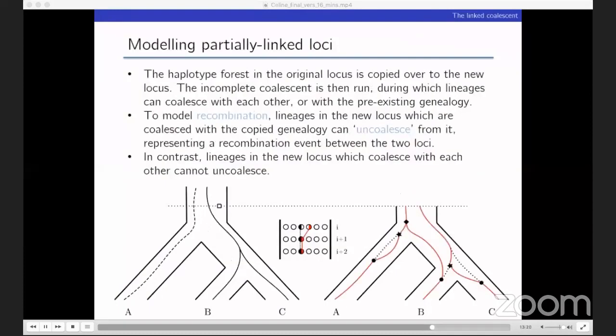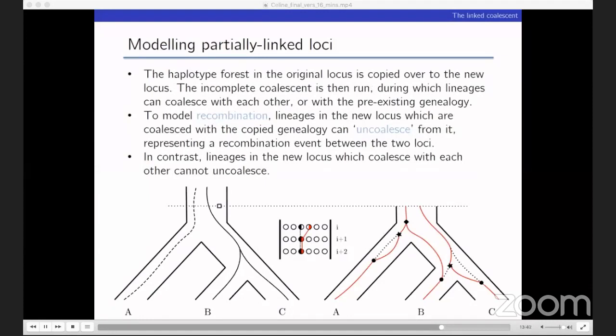So let's discuss the last process, the linked coalescent, which is useful when a duplication produces a new locus which is physically close to the originating locus on the chromosome, in which case the evolution of the 2 loci may be dependent. So in the linked coalescent, we start by copying over to the new locus the haplotype forest of the originating locus, and this forms the pre-existing genealogy.